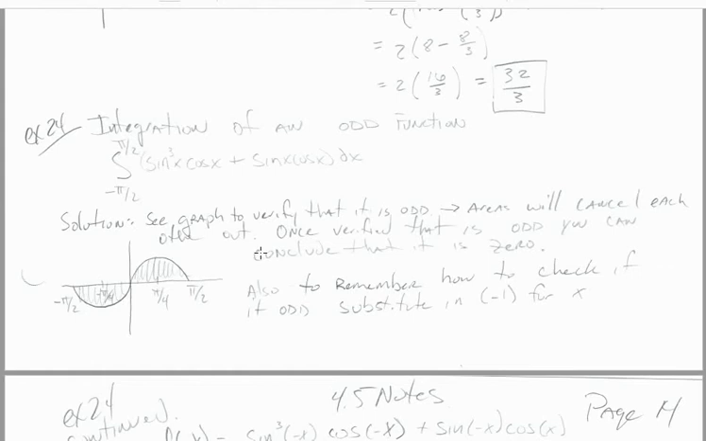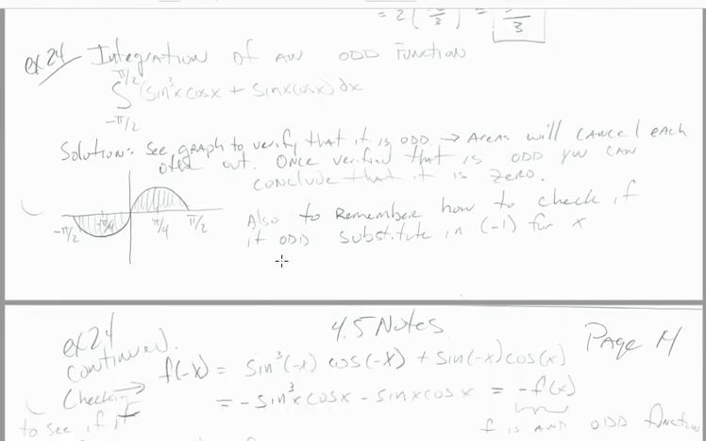Alright, let's do an odd function. Here's a good representation of an odd function. We have the integral from negative pi over 2 to pi over 2 of sine cubed x cosine x plus sine x cosine x dx. You can check to see if it's odd by substituting in negative x for x and seeing if you get the opposite function back. I do that on the next page so you can see that it is an odd function. You can obviously see by the graph that it's an odd function as well.